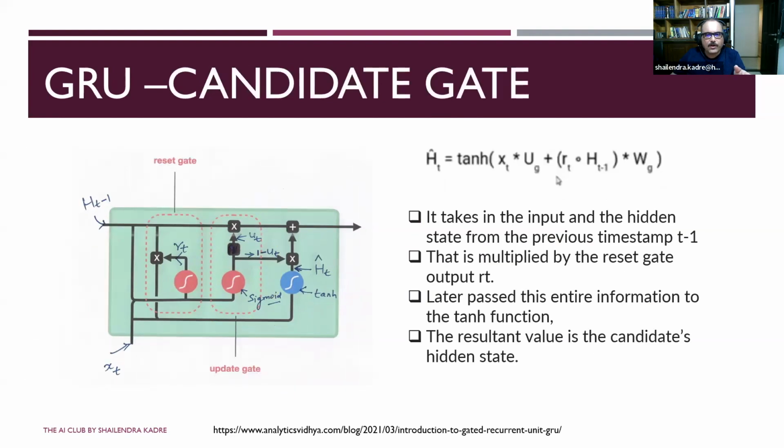RT is going from the red ball towards the left, and HT is coming from the top. We are doing an element-wise multiplication of HT and RT, and then we are adding the current time step input, which is XT. Both are getting multiplied by the corresponding weight matrix.